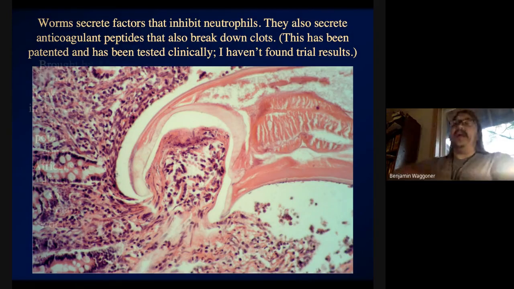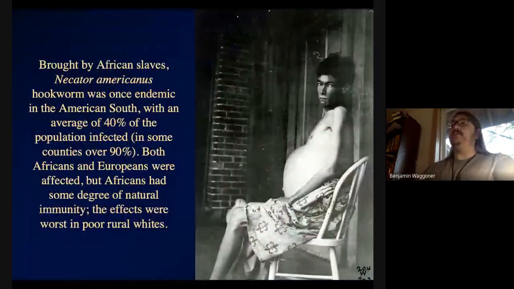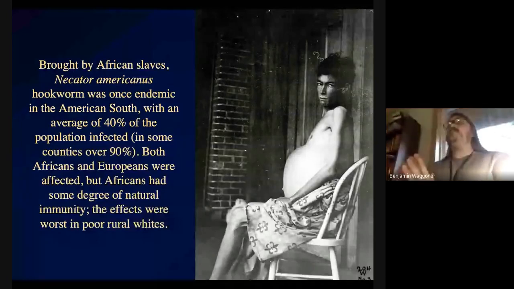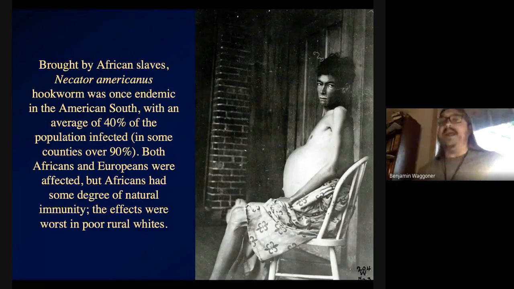Despite being called Necator americanus, it's actually native to Africa, and it was brought to the New World by African slaves. And hookworm used to be endemic in the American South. There was an average of 40% of the population infected with hookworm, in some counties over 90%. People of African and European descent could both get it, but Africans had some degree of natural immunity. The effects were far and away the worst in poor rural whites.